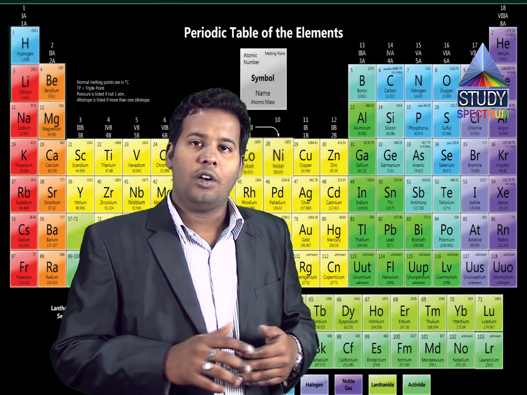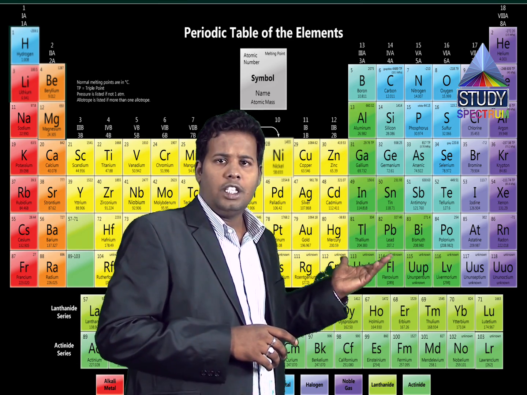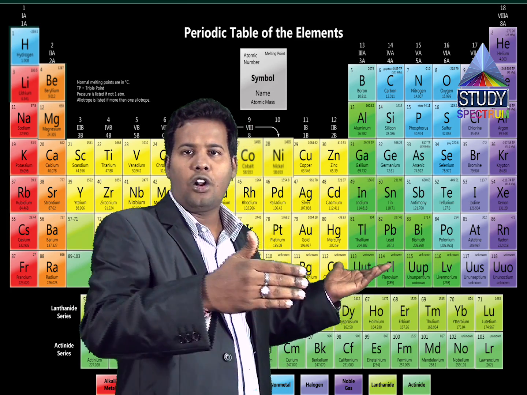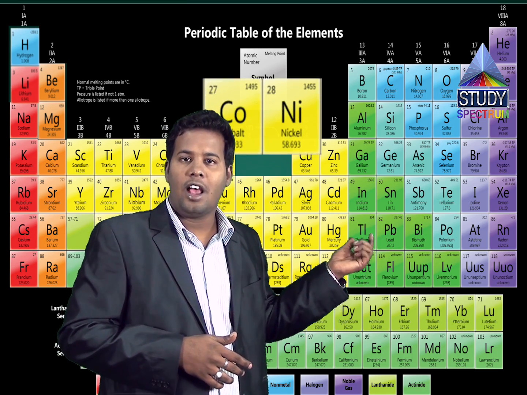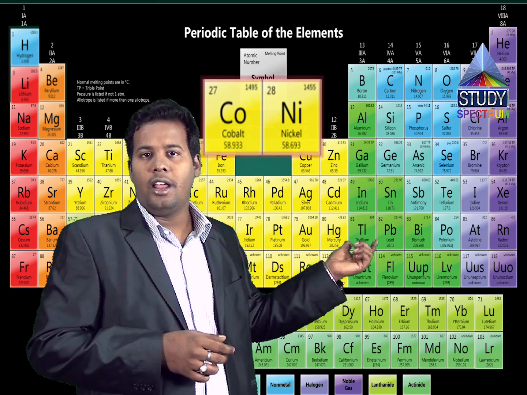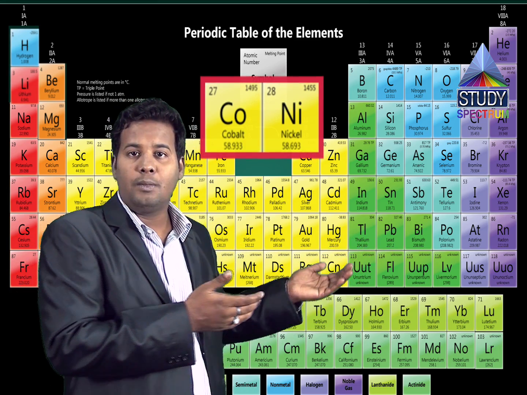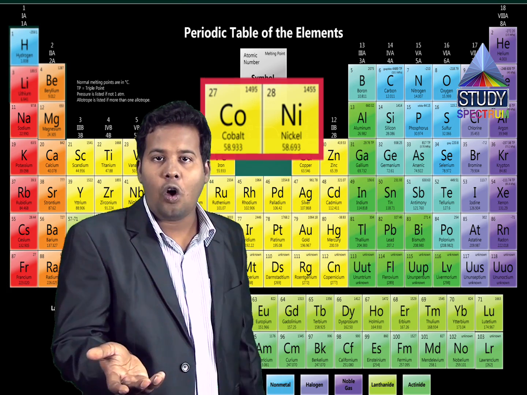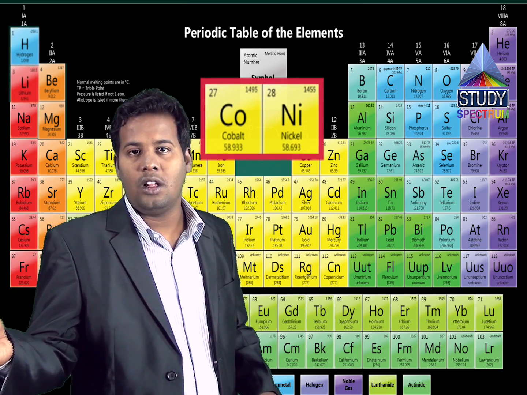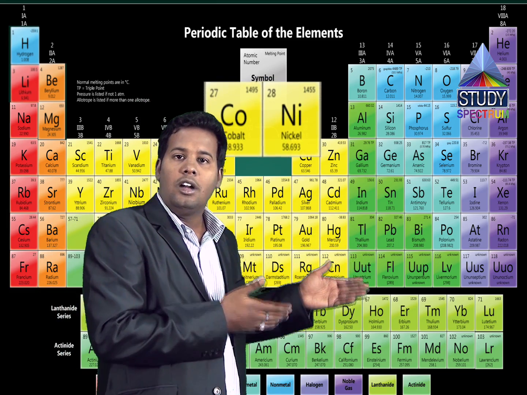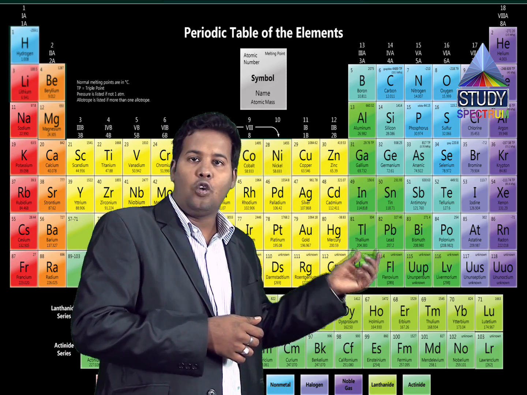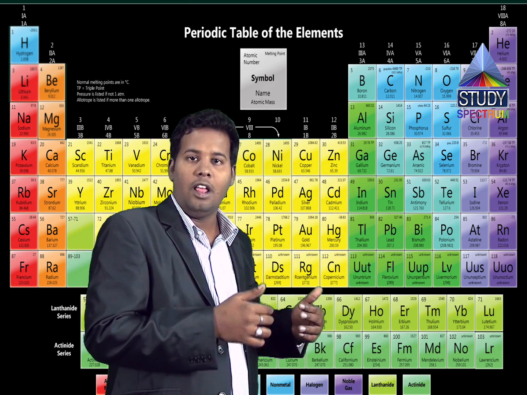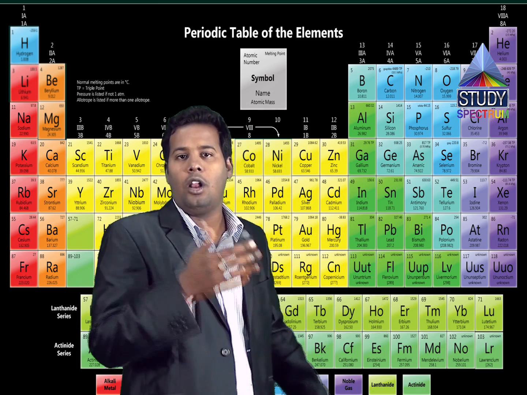The third demerit was, if you see his periodic table and his law that it should be in increasing order of atomic masses, you see cobalt is having slightly higher atomic mass than nickel, but is placed before nickel and should be placed after nickel according to his law, that is increasing order of atomic masses. So this was his third demerit. He placed cobalt having slightly higher atomic mass than nickel before nickel, when it should be placed after nickel according to his law.